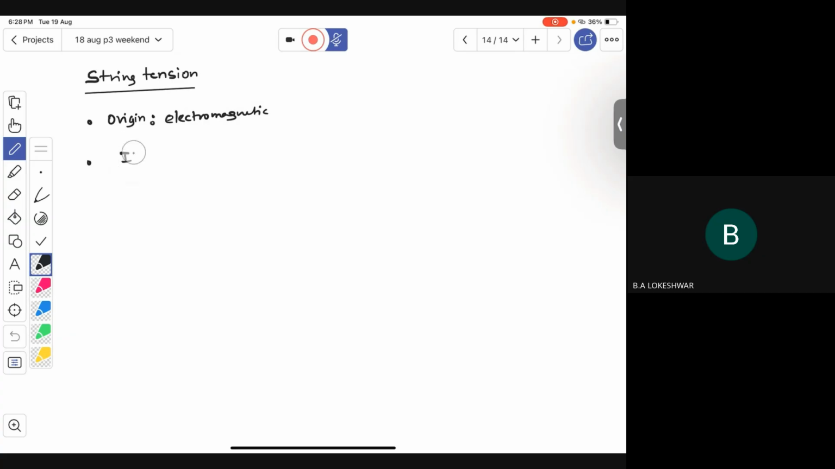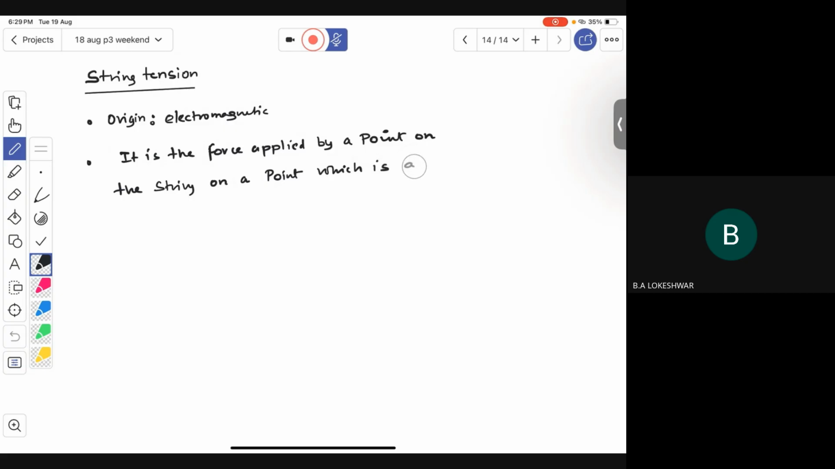So it is the force applied by a point on the string on a point which is adjacent to it or next to it. I hope the English is making sense.